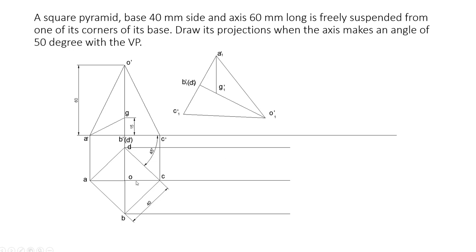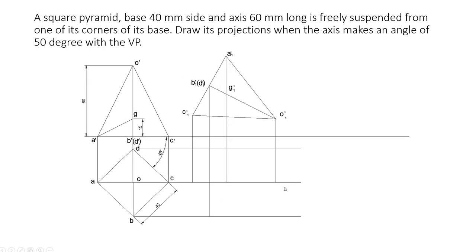So draw the projection lines parallel to this through all these 4 points like this. Now draw vertical lines from each point to those corresponding projection lines. So A1 dash to A, B1 dash to B, C1 dash to C, and D1 dash to D. Similarly O1 dash to O.